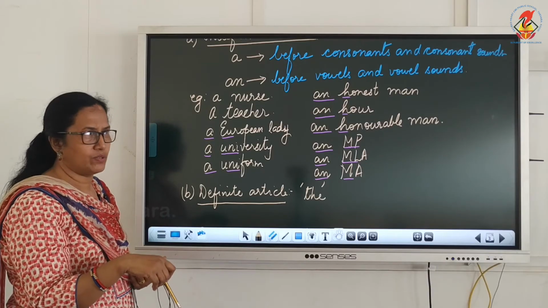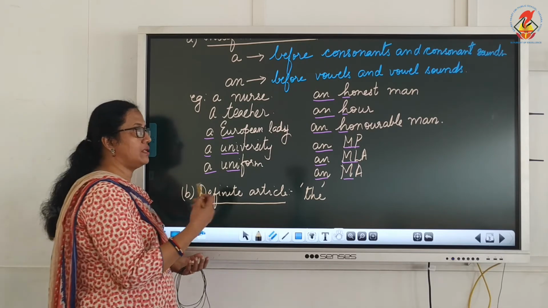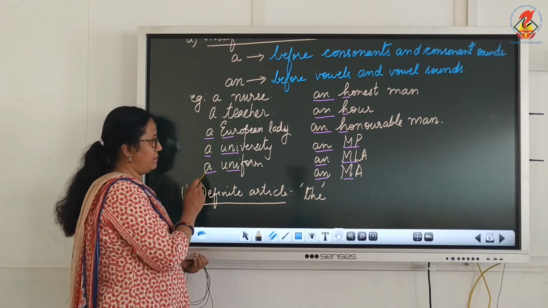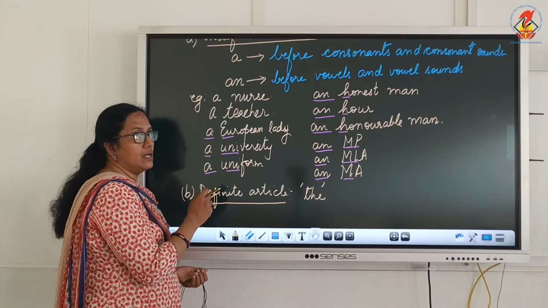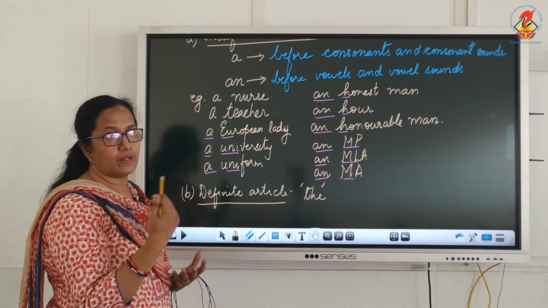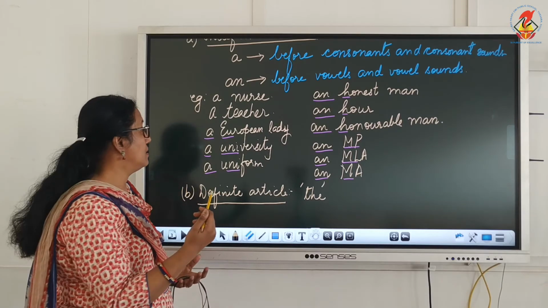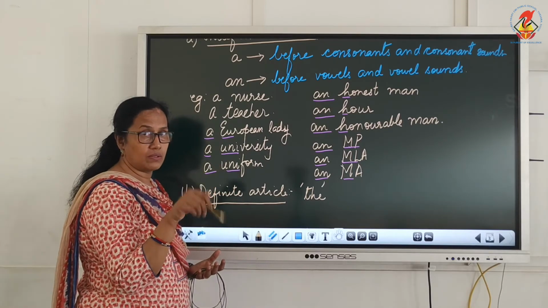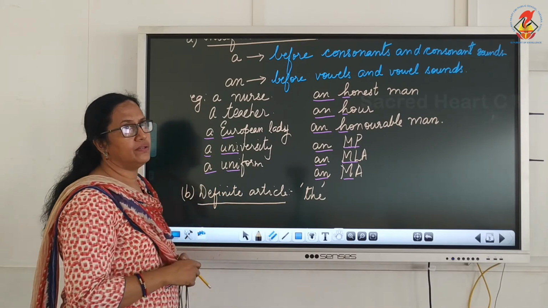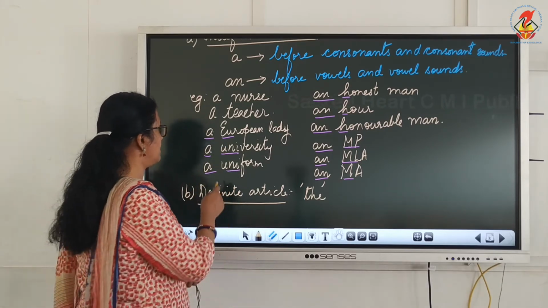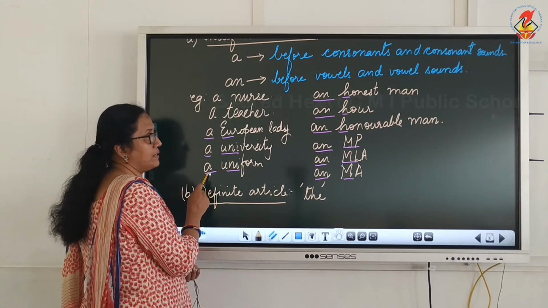Uniform, what you wear and come to school, uniform. So, you said no, an uniform. No, but it should be a uniform, because when you say the word here, the U sound is pronounced as "yoo", your sound, isn't it? So, university, uniform, then unicorn, all those come under this. So, before that we will put the article a.